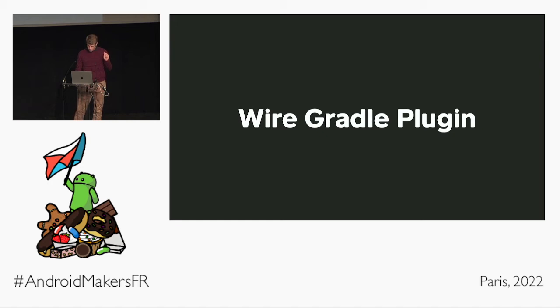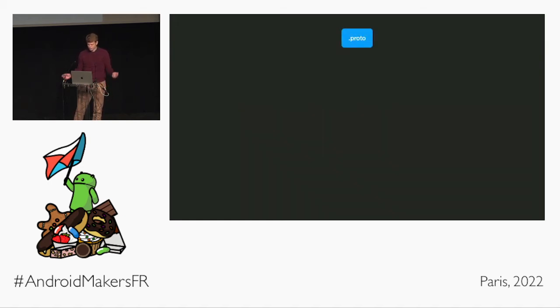So the Wire Gradle plugin, which is more or less how Wire works. First we have a list of Proto files. And the first step that we do is we parse all of them. And so we have in memory what we call elements, just a representation of all those files. It's just a dumb parsing step.